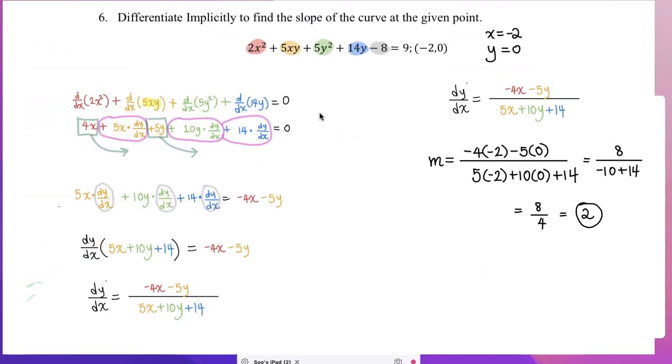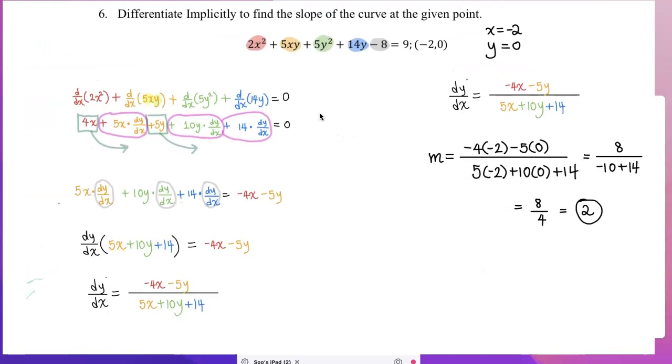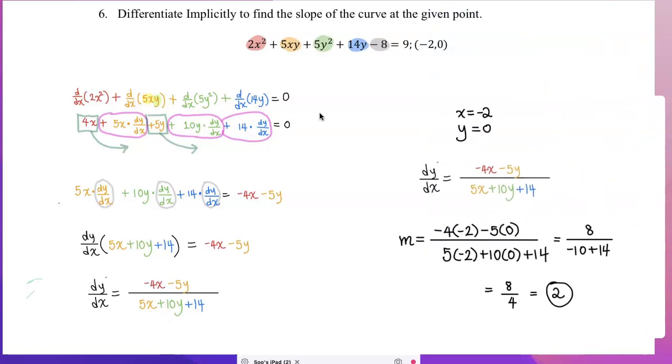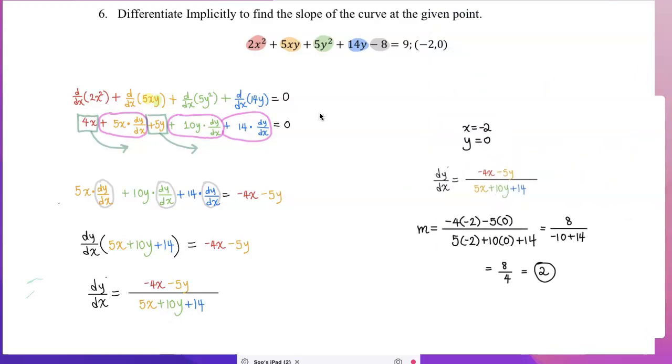So this really had two parts. First, finding the derivative, dy/dx, and then you plug in the x and y values they give you to solve for the slope of the curve at that given point.